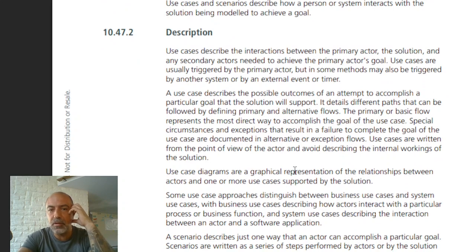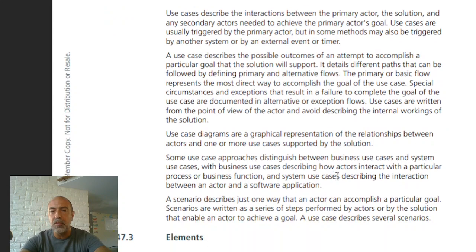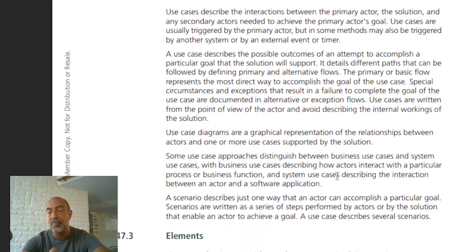The use cases are usually triggered by the primary actor, but in some methods may also be triggered by another system or by an external event or timer. A use case describes the possible outcomes of an attempt to accomplish a particular goal the solution will support.